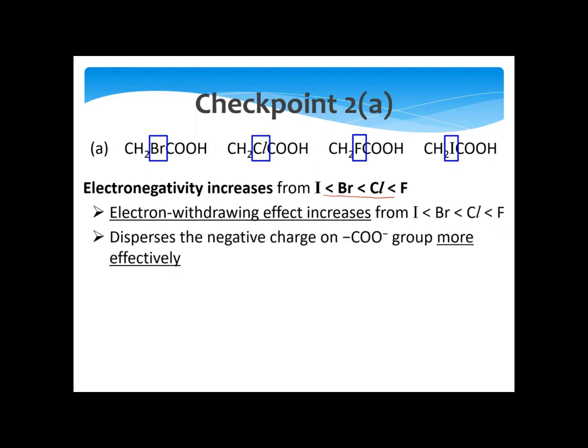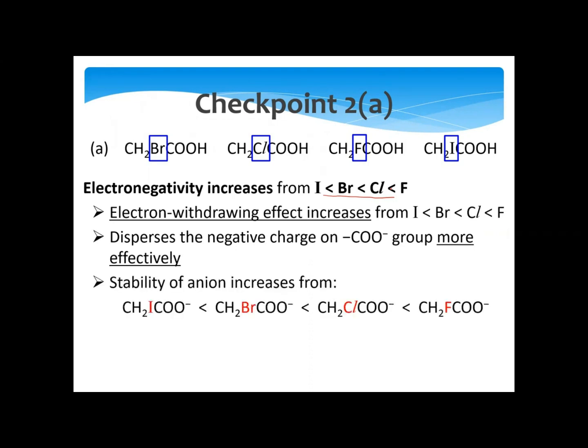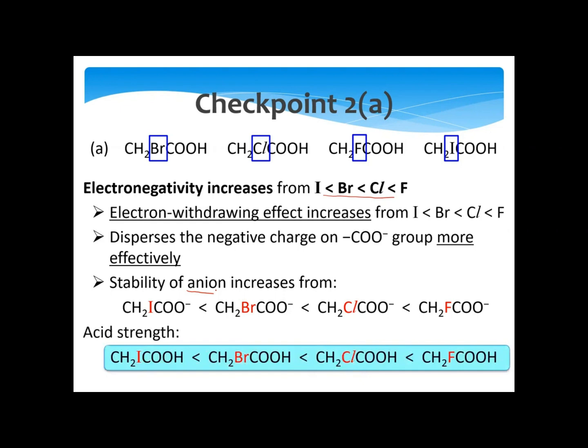Okay, so of course, as the electron withdrawing effect increases, the negative charge will be dispersed more effectively with a more electron withdrawing group. So the stability of the anion will increase from CH2ICO minus all the way to CH2FCO minus. Take note, when we compare, we always compare the stability of the anion. Then we conclude which is a stronger acid. Of course, the more stable the anion, the stronger the acid. So these are the points that we should consider, or at least go through in our head.